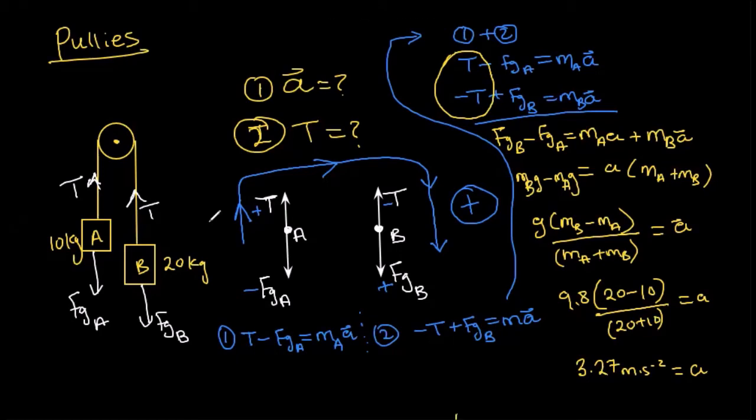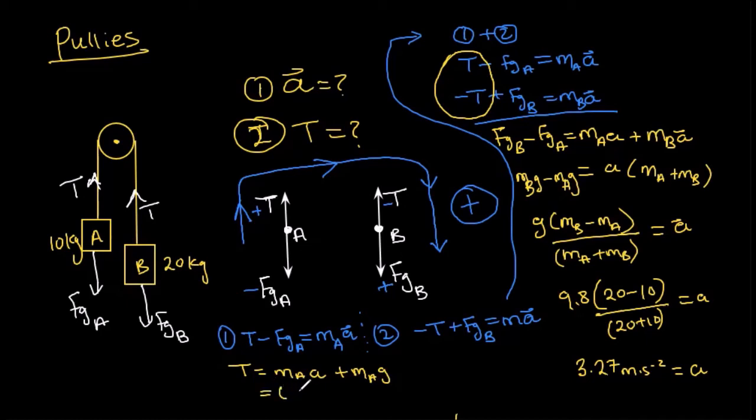After you have found your acceleration, you can use that to find your tension. You can use either equation 1 or equation 2. Equation 1 looks almost finished, so you can say that tension equals mass of A times the acceleration plus, when FgA goes to the other side, mA times the force of gravity.